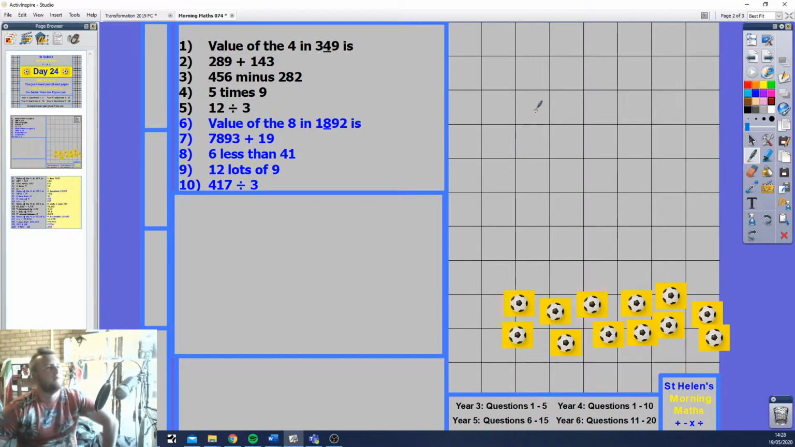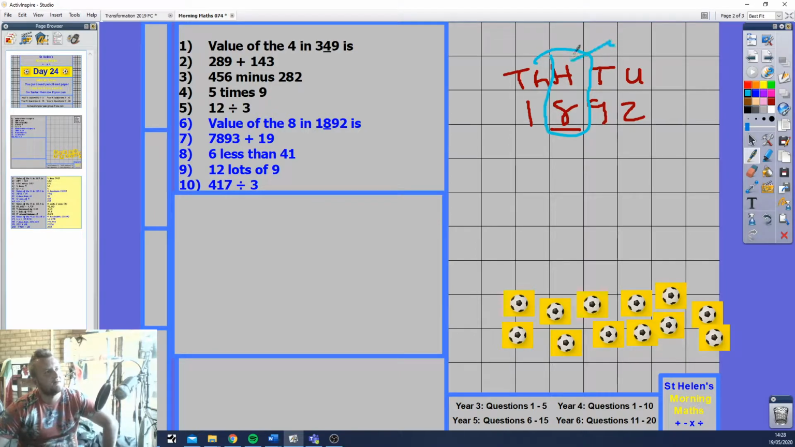Again, we're looking for the place value of a number. So we're going to go 1892. Write the number out. Put the hats and caps on top of each of the numbers, so you know exactly what the value of each number is. Underline the number that you want. Okay, so that's the number we want. Put a circle around it. All we need to do is just read the hats and caps. Just read that H. H is for 100. So it is 8 hundredths.